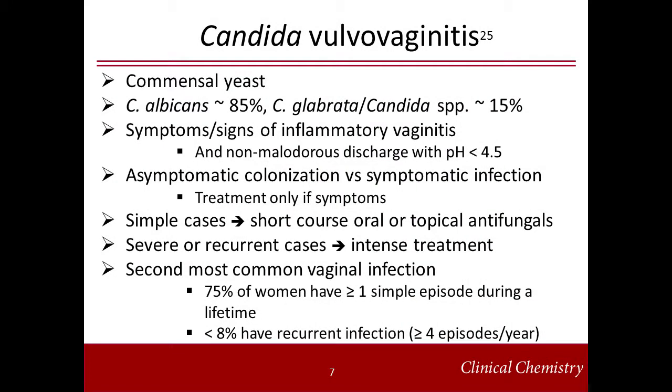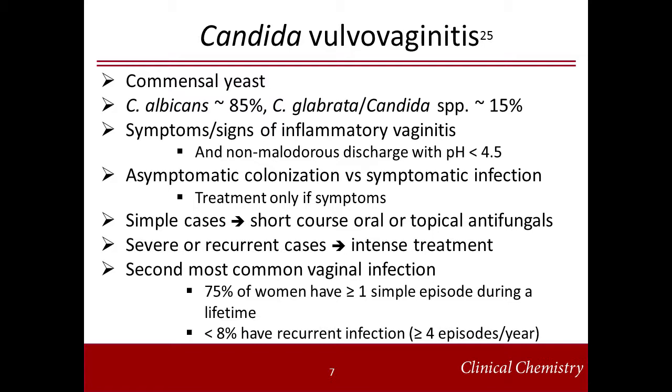Now let's move on to the second most common vaginal infection, which is Candida vulvovaginitis. Candida albicans is the causative species in about 85% of cases, and Candida glabrata or other Candida species are responsible for about 15% of cases. Most patients have symptoms and signs of inflammatory vaginitis, such as itching and burning and a red inflamed vaginal mucosa. The pH of the vaginal fluid is below 4.5 unless co-infections with bacterial vaginosis or trichomonas are present.